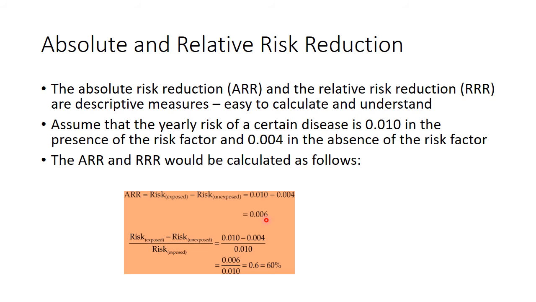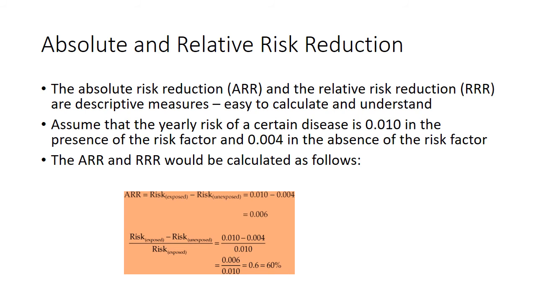That's not super useful of a number, but we can convert that into a relative risk reduction, and this becomes an actual percentage that's going to be a lot easier to utilize. So looking at the reduction in risk of taking your exposed minus your unexposed and then dividing that by those who are exposed, you see the actual reduction in risk that occurs here is about a 60% reduction.